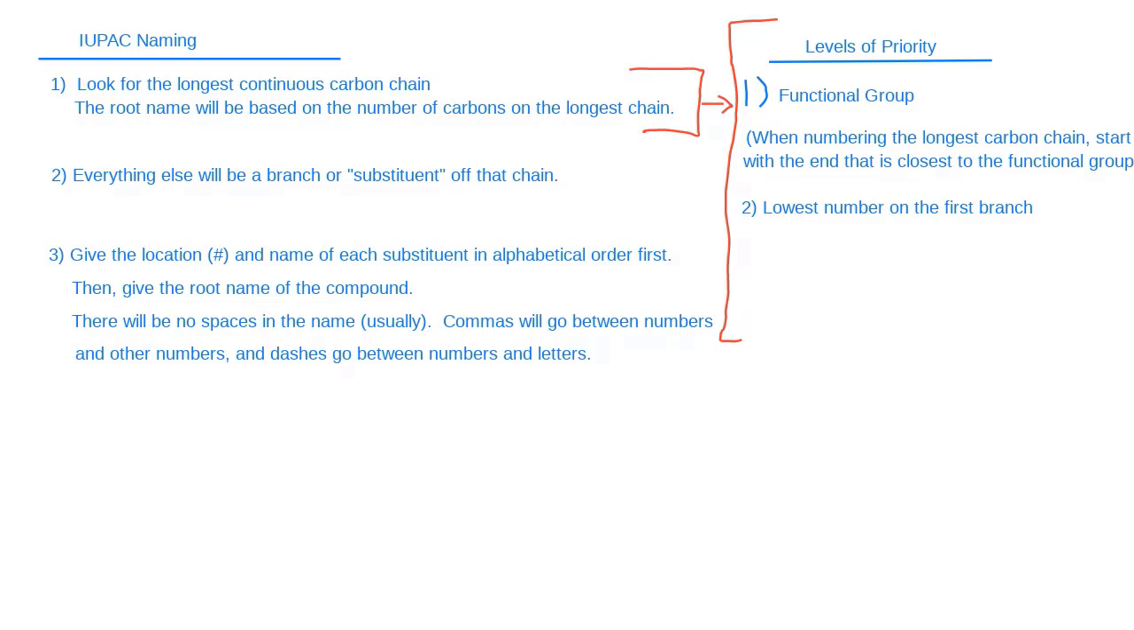So that basically means alphabetical order basically means that you number from the side whose first branch comes alphabetically first. And we'll go through examples of each of these.